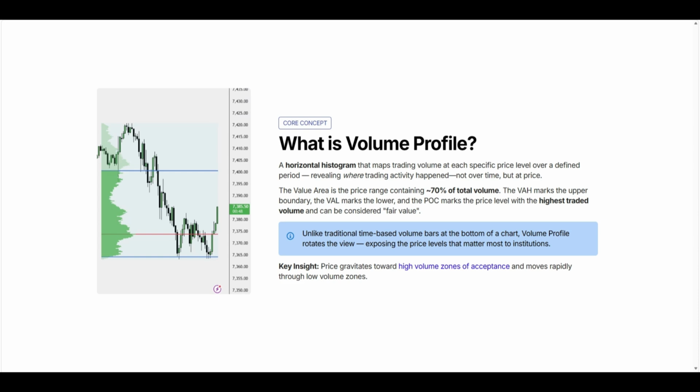The value area is the price range containing 70% of total volume. The value area high marks the upper boundary, the value area low marks the lower, and the point of control marks the price level with the highest traded volume and can be considered fair value. Unlike traditional time-based volume bars at the bottom of a chart, volume profile rotates the view, exposing the price levels that matter most to institutions.